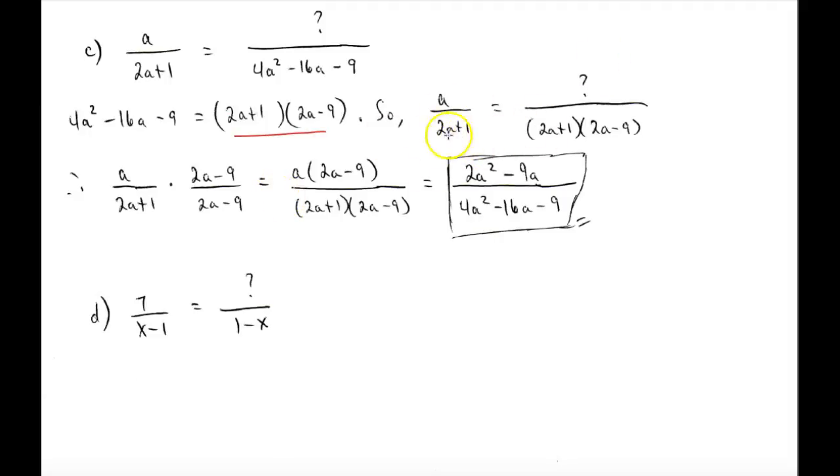Okay, so we see that the 2a plus 1 is the same. The thing that it's missing is 2a minus 9. So we multiply both numerator and denominator by 2a minus 9, and we see that once we do that, this is the answer that we get.